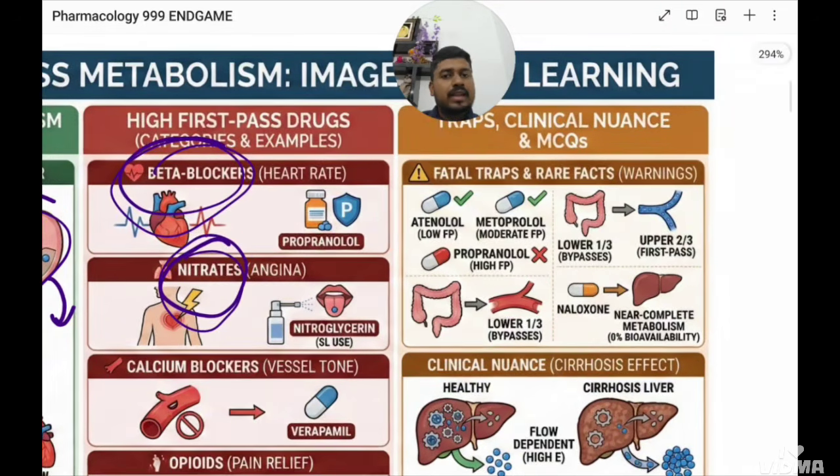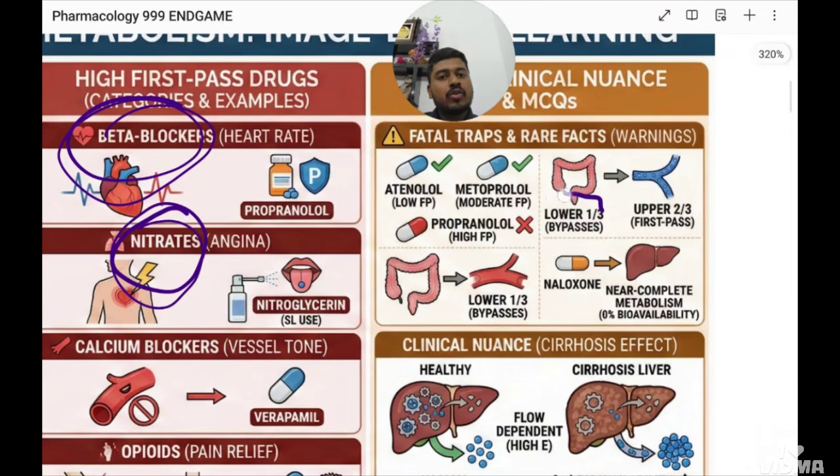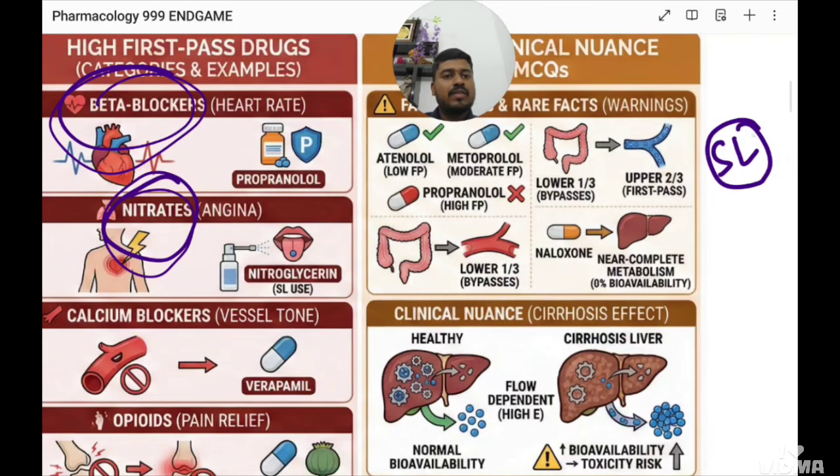Next, atenolol doesn't have high first pass metabolism; it has low first pass metabolism. Propranolol has high first pass metabolism. Second, in the rectal route, only the lower rectal vein goes into the systemic circulation, that is 1/3. The other 2/3, the upper and middle rectal veins, drain into the portal vein. So in the rectal route there is partial bypass of first pass metabolism: the lower 1/3 bypasses, and the upper 2/3 goes to first pass metabolism. So only the sublingual route has completely systemic circulation and no first pass metabolism.